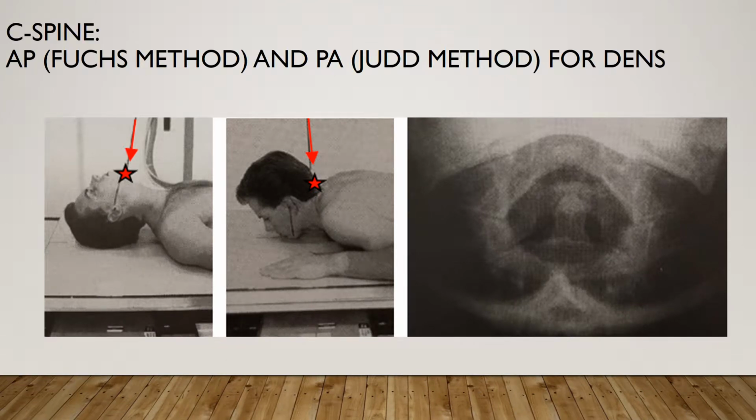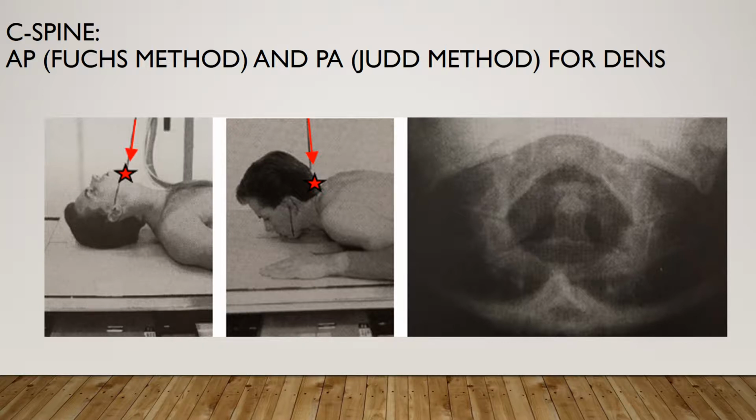This x-ray is not performed that often. The first picture you're seeing is called the AP Fuchs method, and the second picture you're seeing is a PA Judd method, both for the dens. Patient is going to be supine or erect at 40-inch SID. You're going to want to position the part with the mid-sagittal plane centered to the IR. You want to elevate the chin until the mental meatal line is near perpendicular to the IR.